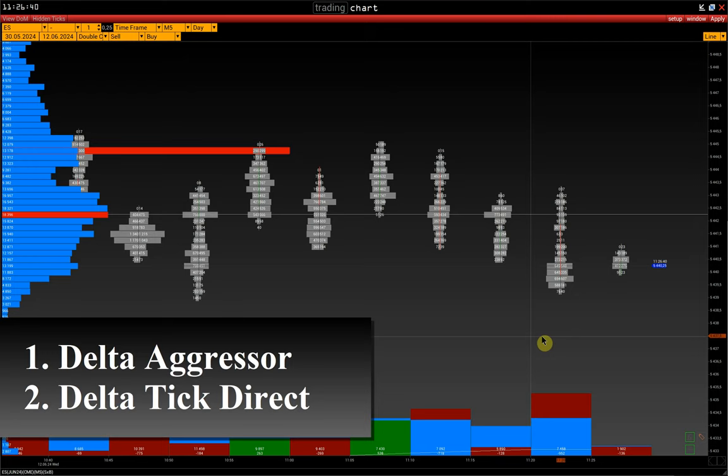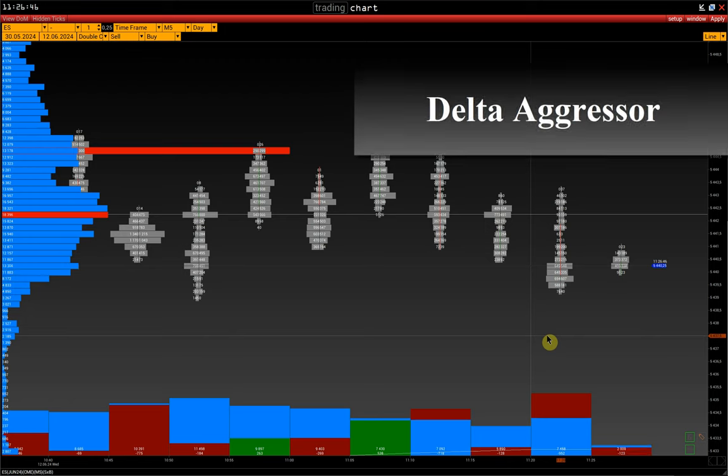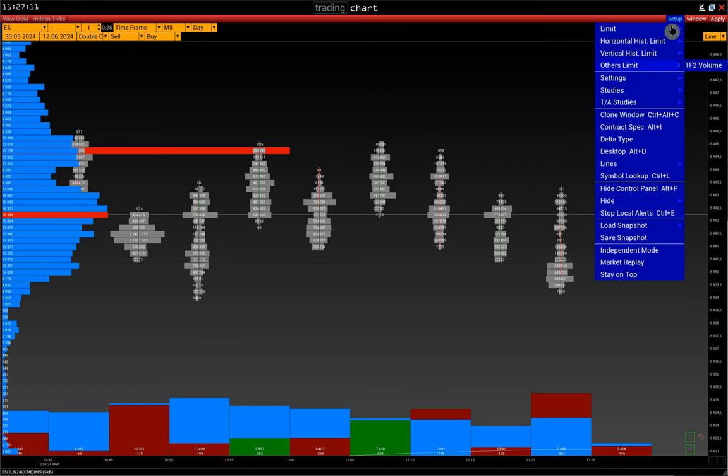There are two types of delta: Delta Aggressor and Delta Tick Direct. Delta Aggressor shows the difference between the volume of trades initiated by buyers, aggressors, and the volume of trades initiated by sellers, aggressors. Aggressor is the side that initiated the trade. Data on the side of the trade comes from the exchange. Trade initiator is usually a market order, but not always. It can also be a limit order. You can set the delta type in the menu Setup Delta Type.